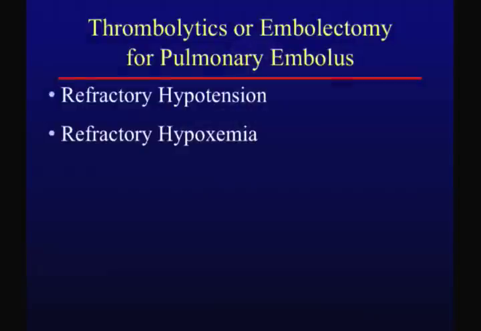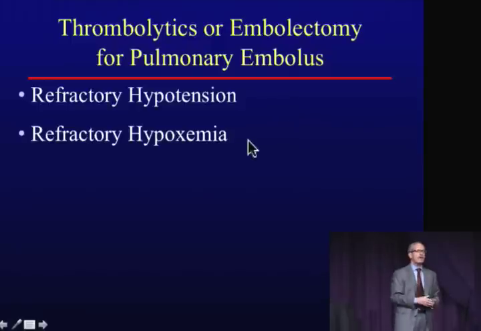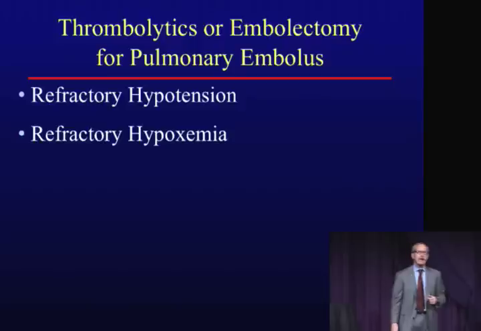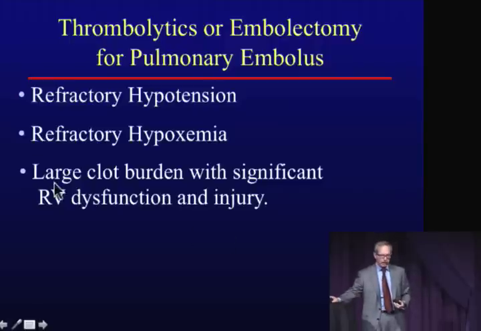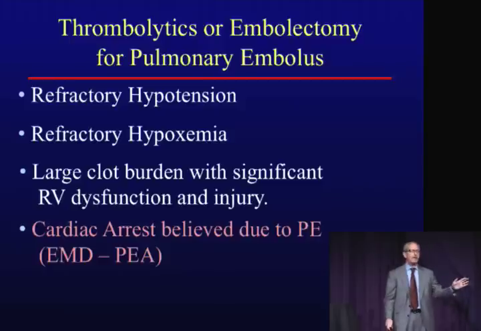So here are the indications or quasi-indications. Everyone agrees, PE, refractory hypotension, refractory hypoxemia, we're going with the lytic. And some people are using TNK also to get it on board, much like they've switched from TPA. But remember, it's a longer infusion with TPA, which is both good and bad. If someone has a large clot burden that's proximal, people argue in the 11 article with significant RV dysfunction and injury, especially if they're getting worse, go with the lytic or embolectomy. Cardiac arrest due to PE.